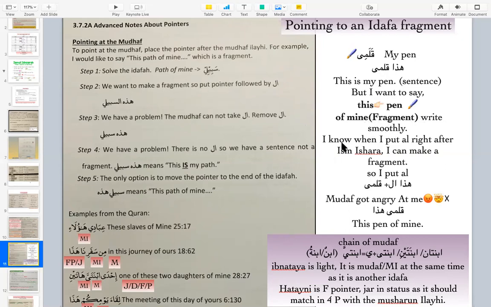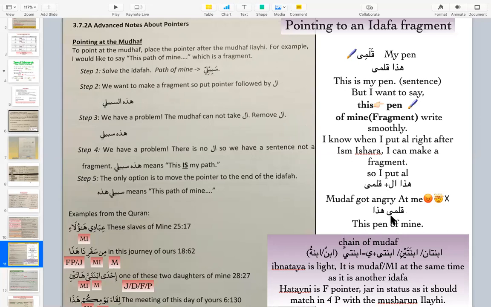Okay. So I know when I put al right after ismul ishara, I can make a fragment, right? So I can say haza al qalami. Can I do that? No, no, no. It's a big problem. I am entering the territory of mudaf. Mudaf does not allow me. Mudaf got angry at me and said, no, you cannot add al to me, because my mudaf cannot have al ever. So what should I do? If I remove al, then I have a sentence. If I keep al, the mudaf is not letting me do it. So how should we solve the problem? How can we point to an idafa fragment?